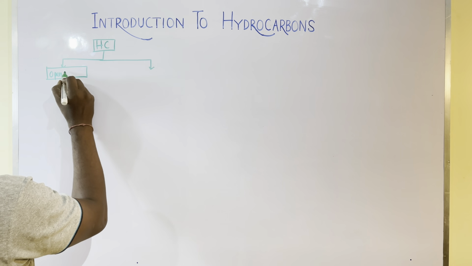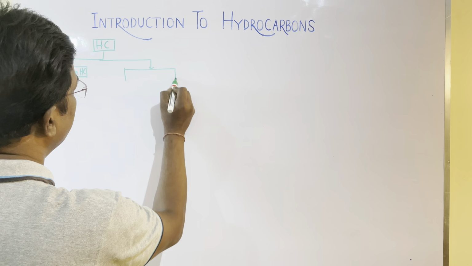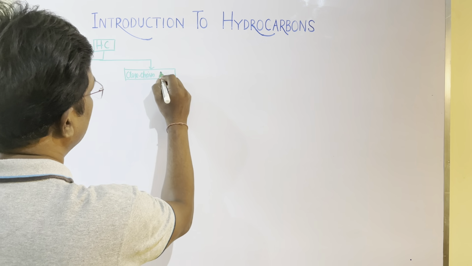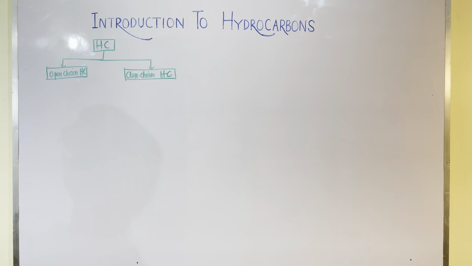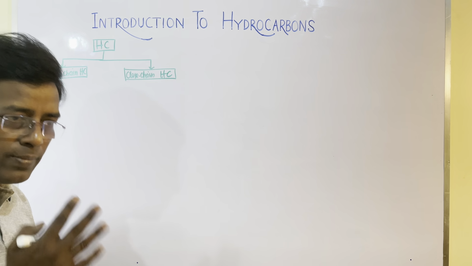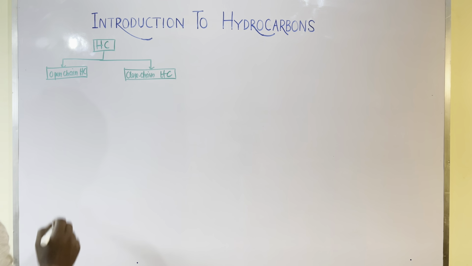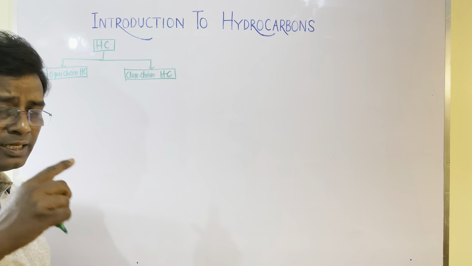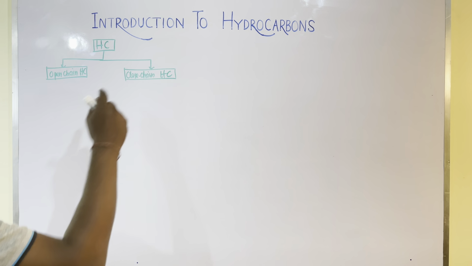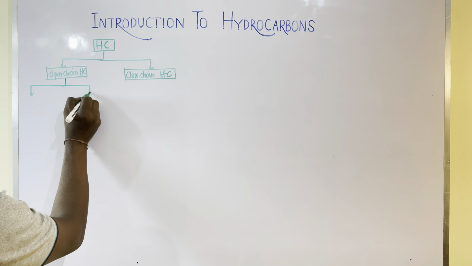Open chain hydrocarbons and the second category is closed chain hydrocarbons. What do you understand by open chain hydrocarbon? That it consists of carbon atoms in an open chain system. That is open chain hydrocarbon. Closed chain is where the carbon atoms are present in a closed ring-like structure. That's closed chain hydrocarbon. Again, open chain hydrocarbons are further divided into three types.